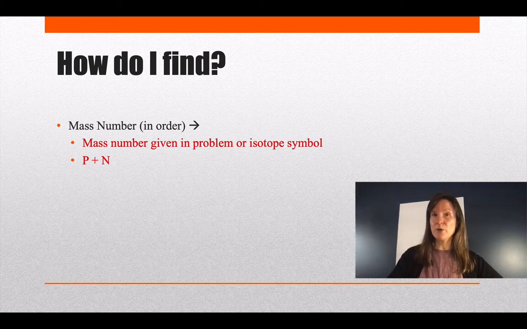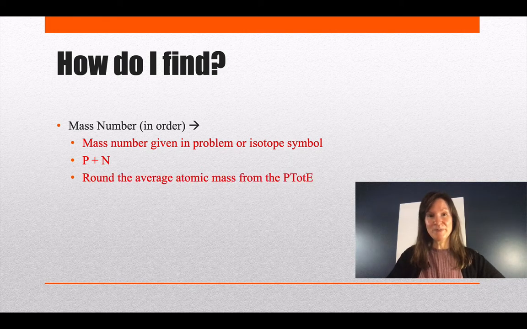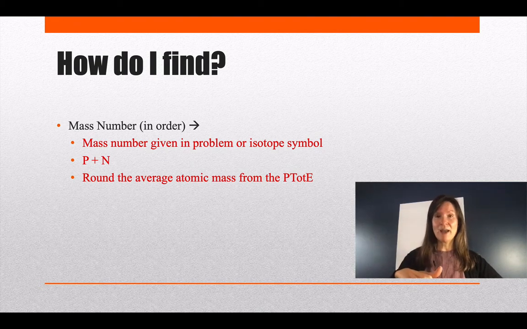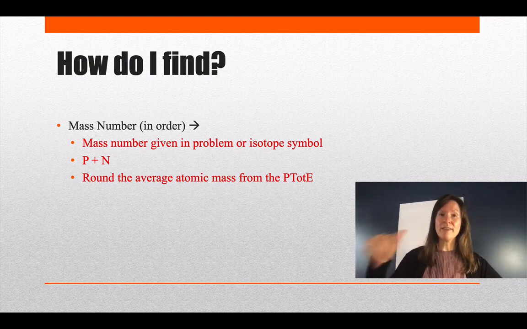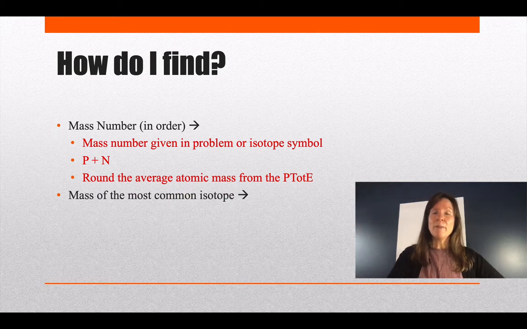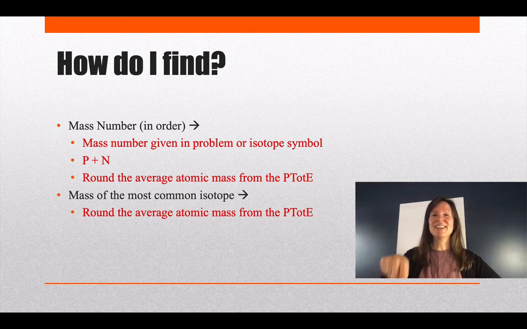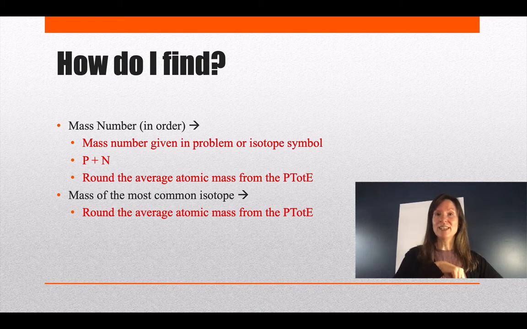So if I give you information about protons and I give you information about neutrons, if you add them together, that's your mass number. And if I've given you none of those things, then if you round the atomic mass to the nearest whole number, that would be your mass number. So on the periodic table, carbon's atomic mass is 12.01. If you round that to 12, that could be your mass number to use. The mass of the most common isotope is that rounded atomic mass. So for carbon, it's 12.